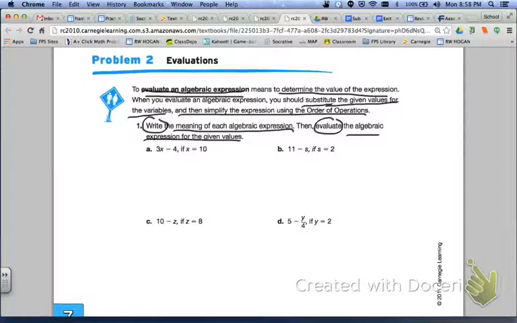If we take a look at problem 2, now we will start to look at evaluating an algebraic expression. To evaluate an algebraic expression means to determine the value of the expression. When you evaluate an algebraic expression, you should substitute the given values for the variables and then simplify the expression using the order of operations. So let's go ahead and take a look at number 1. We are going to write the meaning of each algebraic expression, then we are going to evaluate the algebraic expression for the given values. So go ahead and do letters A through D. Remember, you're writing the meaning first, then you are evaluating.